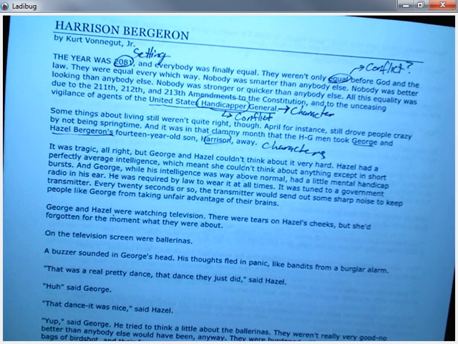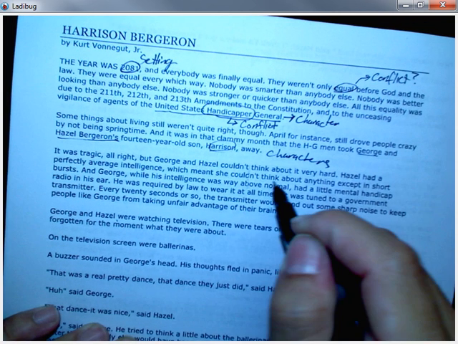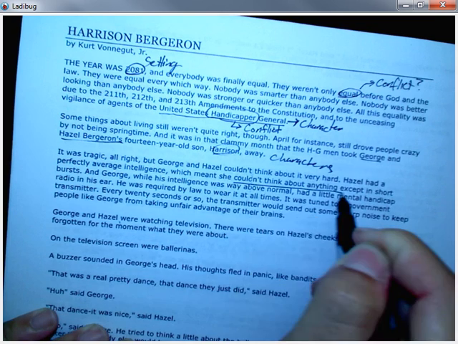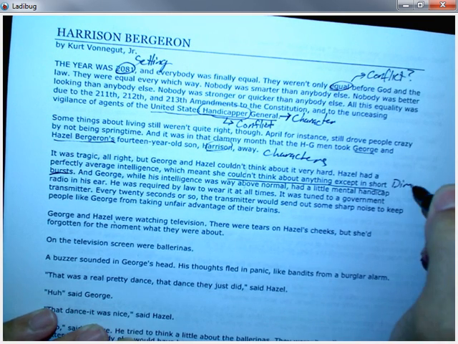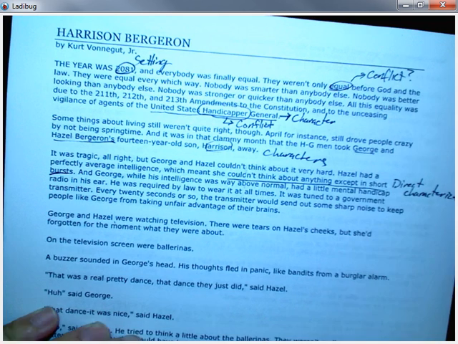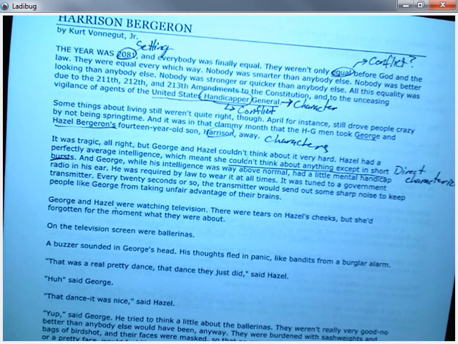Did you circle Hazel? Yes. So, couldn't think about anything except in short bursts. I'm going to underline that, and I'm going to put direct characterization. Because I know that direct characterization is when the author tells me characteristics about a character, and the author tells me that about Hazel Bergeron. What does it say? Direct characterization.